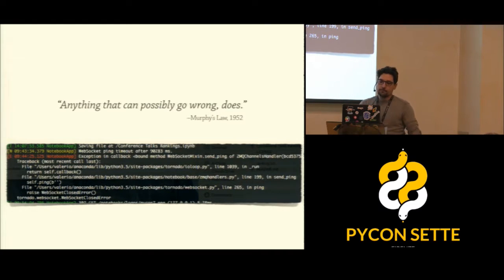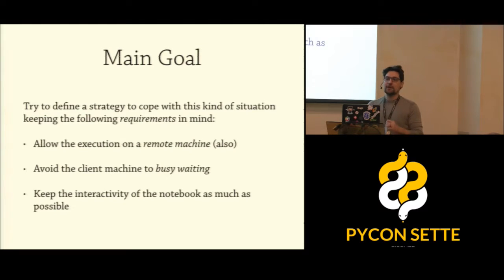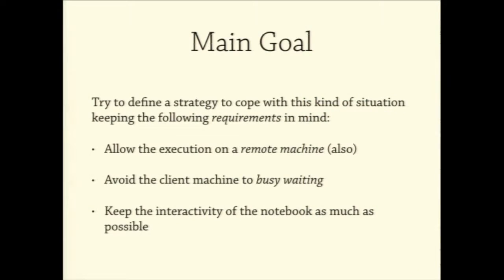So I tried to define a strategy to cope with this kind of problem. My first step was, is there any possible solution to it? My requirements in mind were: allow the execution on a remote machine, also, of course, a local and a remote machine. I would like to avoid the client machine doing busy waiting during the execution, so I would try to decouple the execution from the client, allowing the remote machine to do all the job, and try to keep as much interactivity as possible, because the Jupyter notebook is supposed to run interactively. It's very easy to use and supposed to do that.